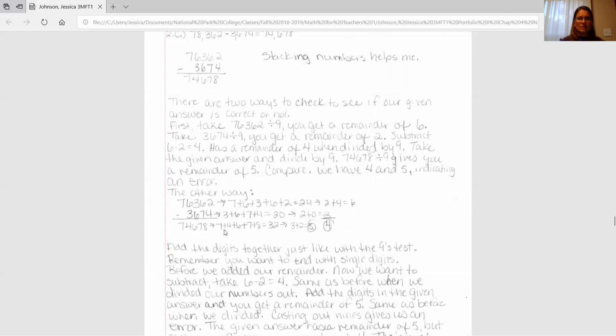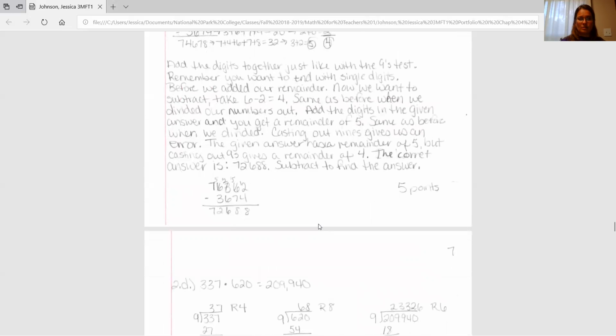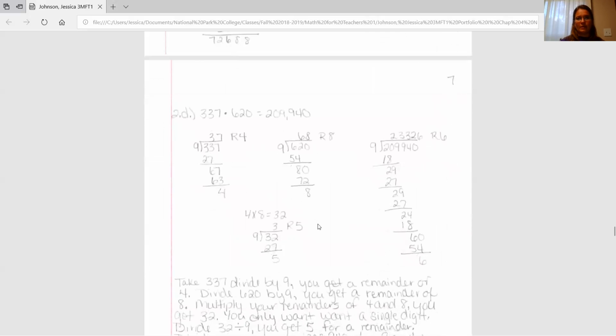Your given answer is 7 plus 4 plus 6 plus 7 plus 8 equals 32, and you want the single digit, so 3 plus 2 equals 5. Compare your remainders. We have 5 and 4. So casting out 9s proves we have an error in our arithmetic. Our given answer gives us a remainder of 5, and casting out 9s gives us a remainder of 4. And our correct answer is 72,688. And you just use regular subtraction to figure out your correct answer.